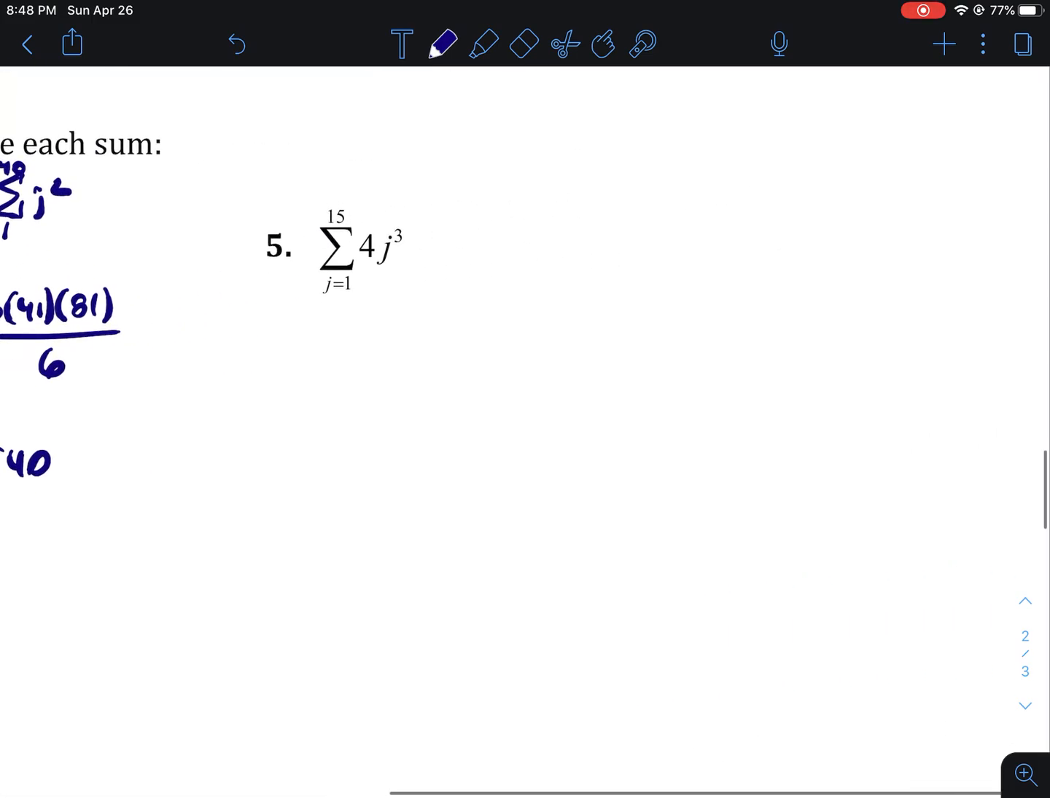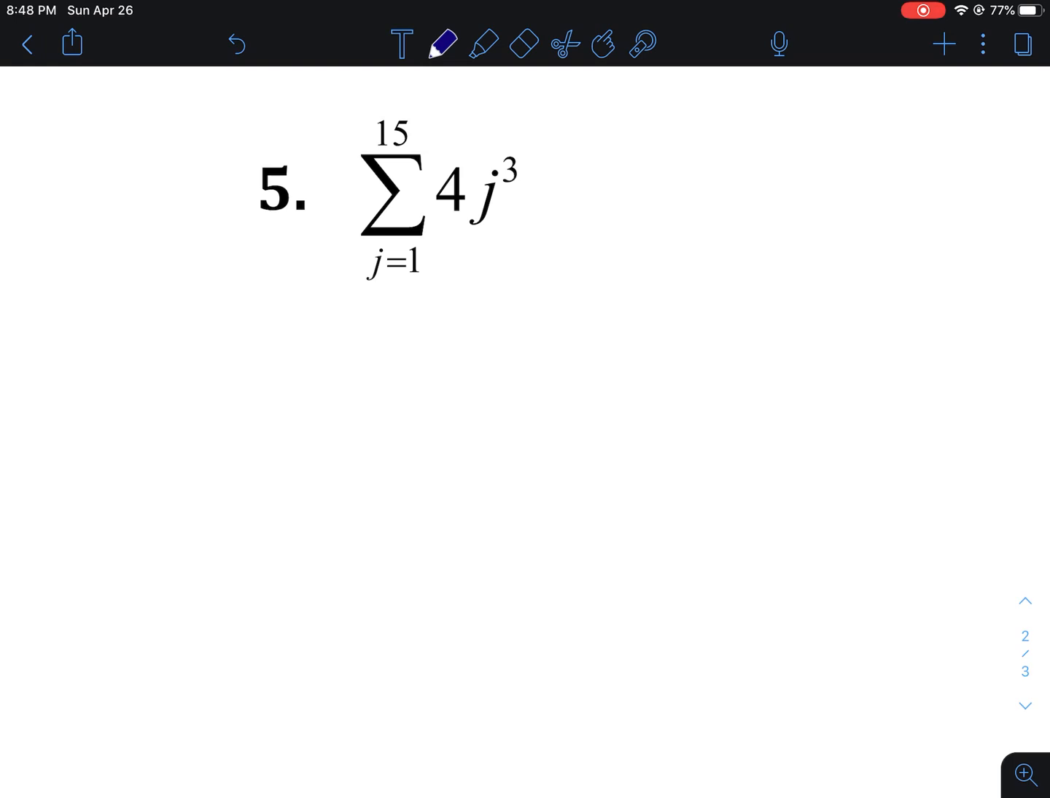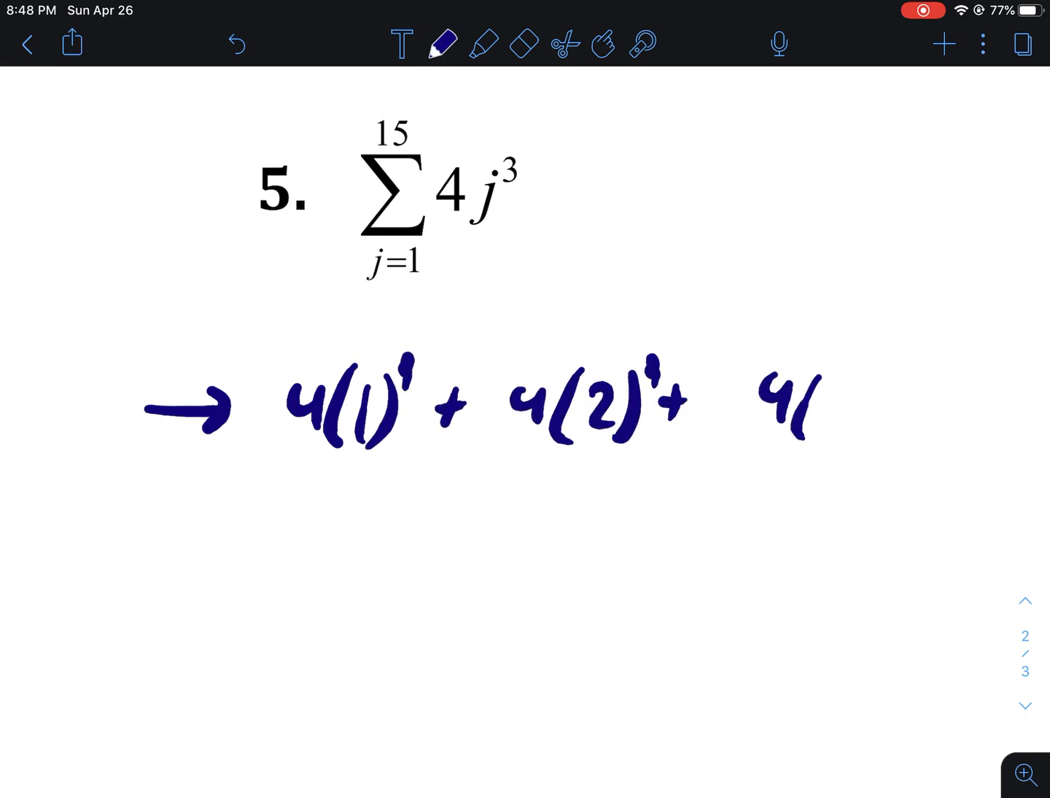Last one is very similar. I threw a little 4 in there. How does that change things? Once again, think carefully about that. Let's lay out a few terms here. You would have 4 times 1 to the third, plus 4 times 2 to the third, plus 4 times 3 to the third. That's what these terms would turn into, right?